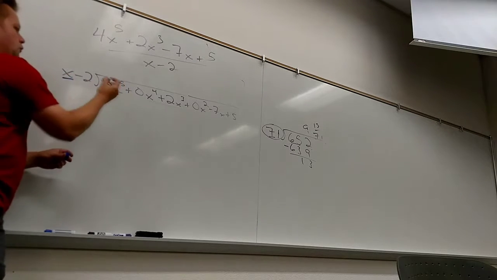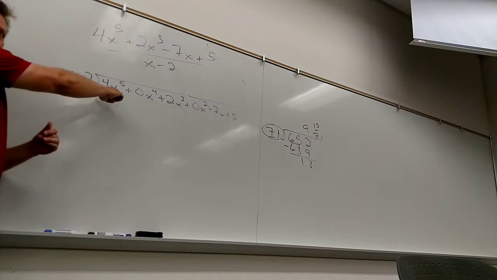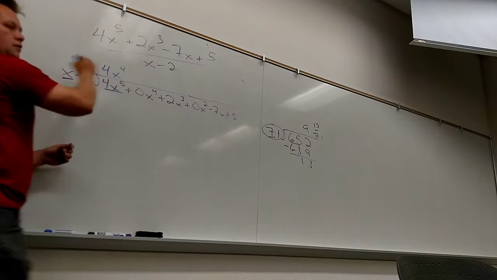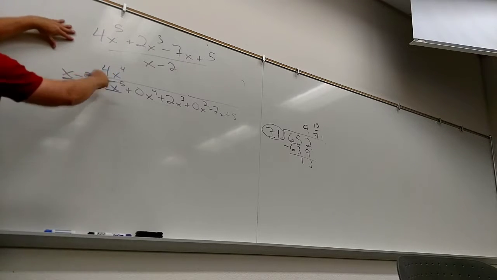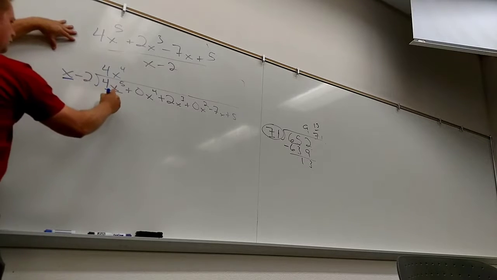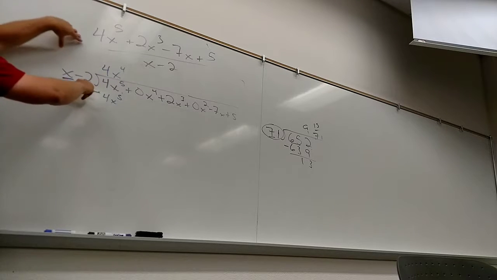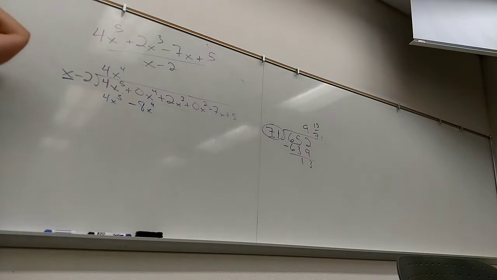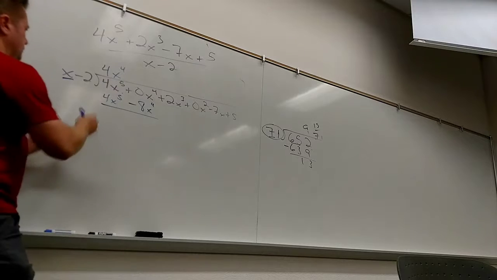So x goes into... Here's a good one. Get nice and high. x goes into 4x to the fifth what? x times what? 4x to the fourth. I like it. But then you've got to multiply this by this whole thing, right? So 4x to the fourth times x is 4x to the fifth. Of course, that's where it came from. 4x to the fourth times negative 2. Thank God I put that there so I have a place for it to go, so I don't make some silly mistake. Switch the signs.